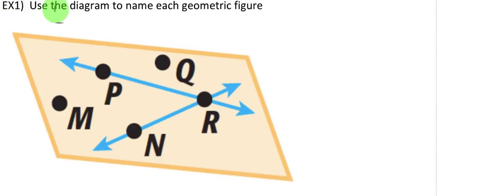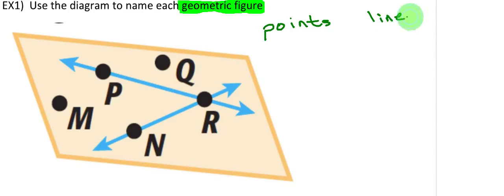Today we're looking at some building blocks of geometry, and we're going to use the diagram to name each geometric figure. So the diagram's below, and we're asked to find a couple of things. The things that I want to look at are points, lines, and planes. So I'm just going to write these down.